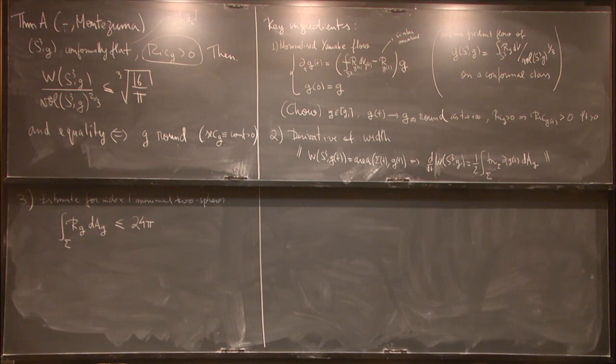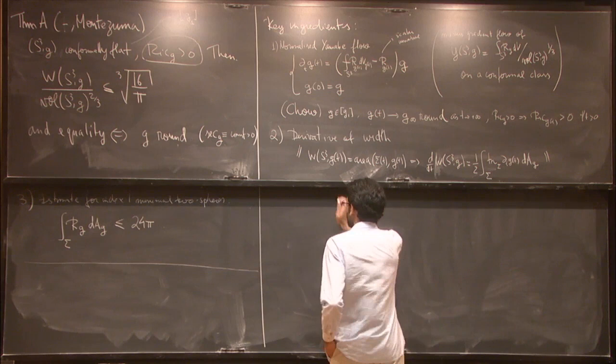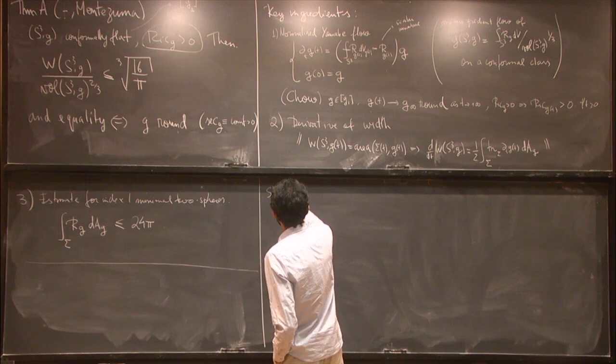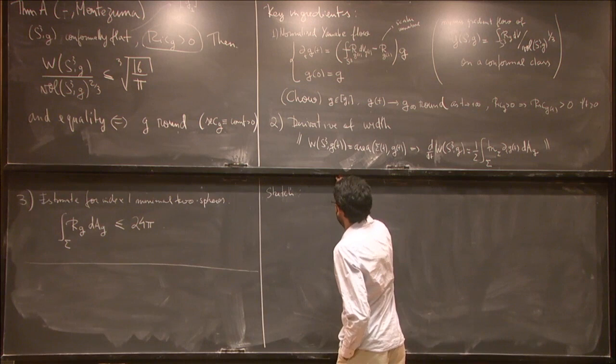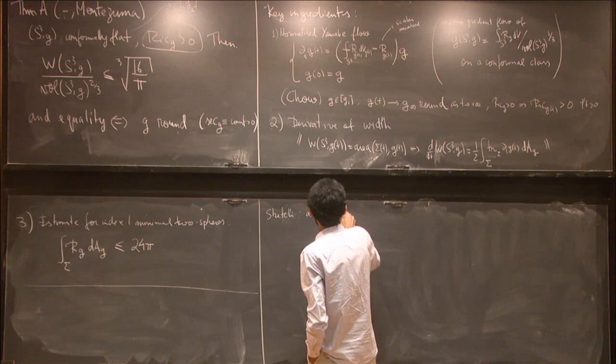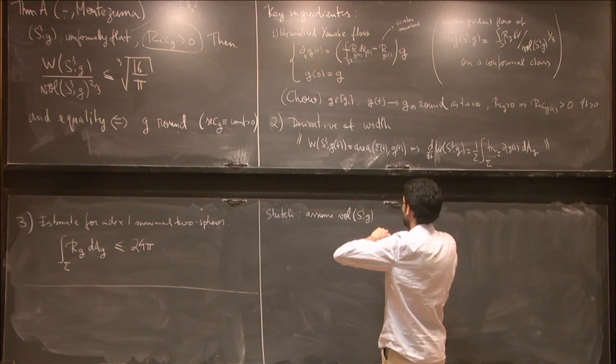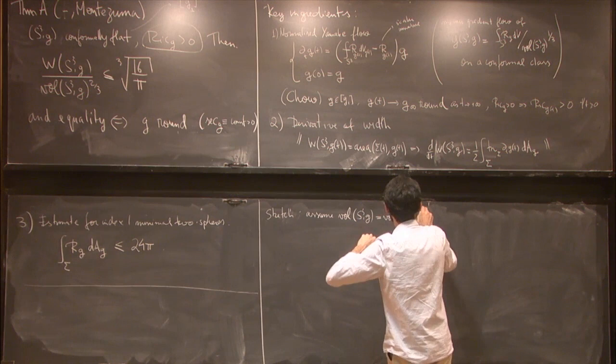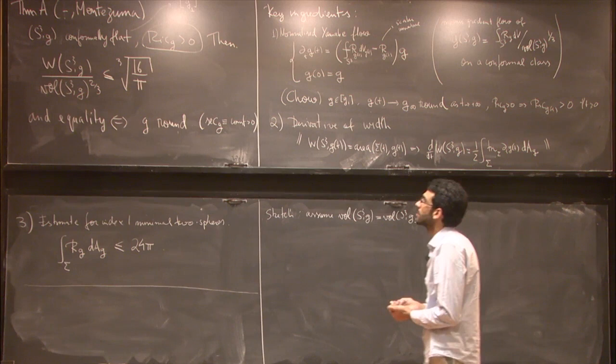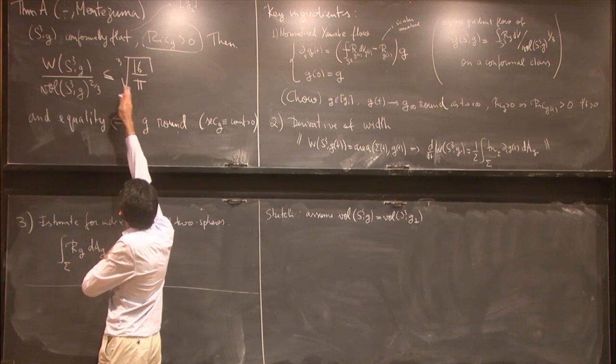OK, so let's try to put those three pieces of information together and prove the theorem. Sketch. So let me start by normalizing things. Assume, without loss of generality, that the volume of the given metric is equal to the volume of the standard sphere with sectional curvature 1. So what I want to prove now, since this is going to be 2 pi squared, is that the width W is at most 4 pi.